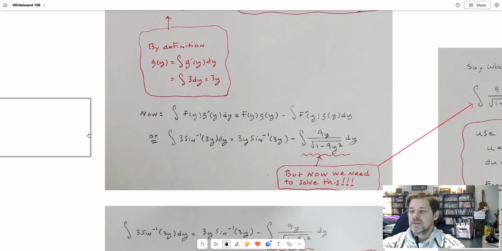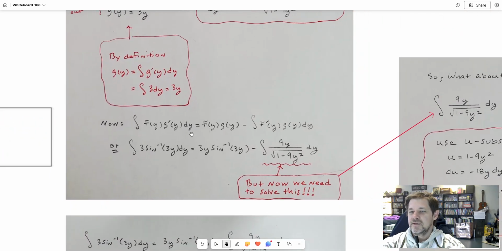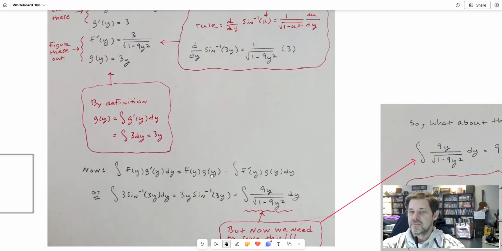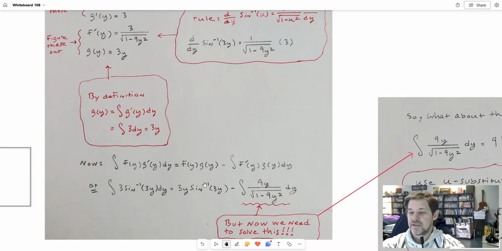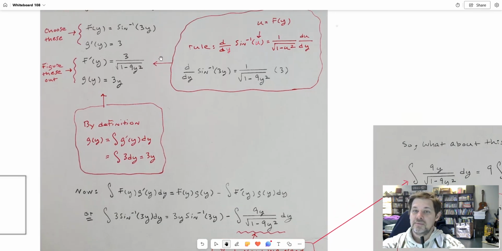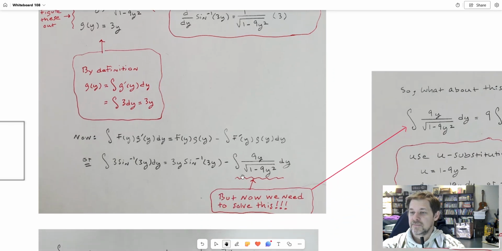All right, so let's see what I found. Here's your answer. The antiderivative of 3 sine inverse 3y is f times g. According to my choices, that's 3y times sine inverse 3y minus the antiderivative of f prime times g. That's 3y times 3 over root 1 minus 9y squared. So that's how I get this part.